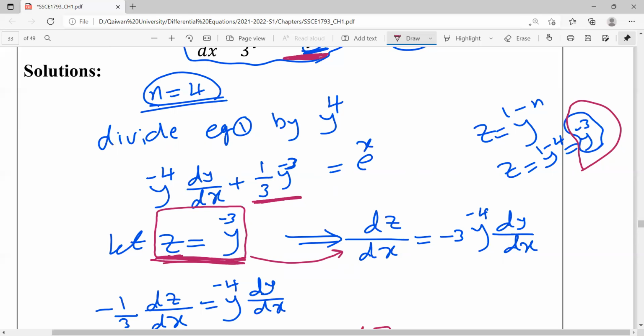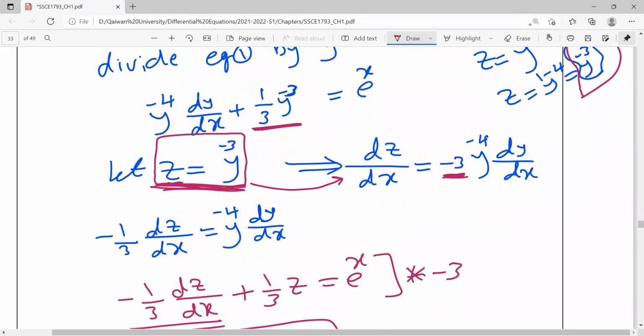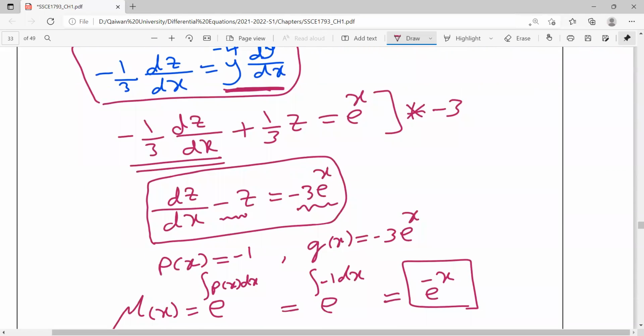And here y is a function of x. When we take its derivative, we must multiply it by its derivative. I mean, we use implicit differentiation. We get minus 3 y to the power minus 4 dy by dx. Now we divide both sides by this coefficient, and you get this. Here, we replace each y to the power minus 4 dy by dx by minus 1/3 dz by dx. And also, we replace each y to the power negative 3 by z. After doing this substitution, we get this equation.